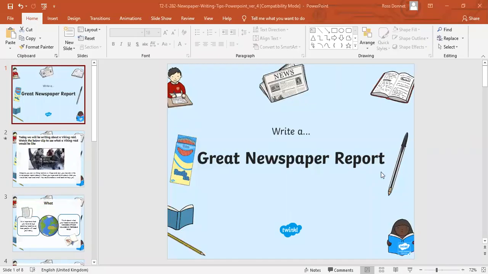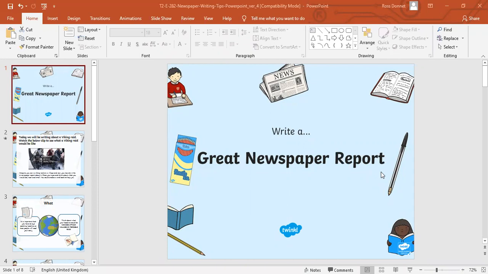Hi, Primary 3. Today we're going to be writing a newspaper report. So we're going to be learning how to write a great newspaper report. We've done this before a couple of times in class, so I'm hoping some of you will remember a little bit about how we wrote a great newspaper report.